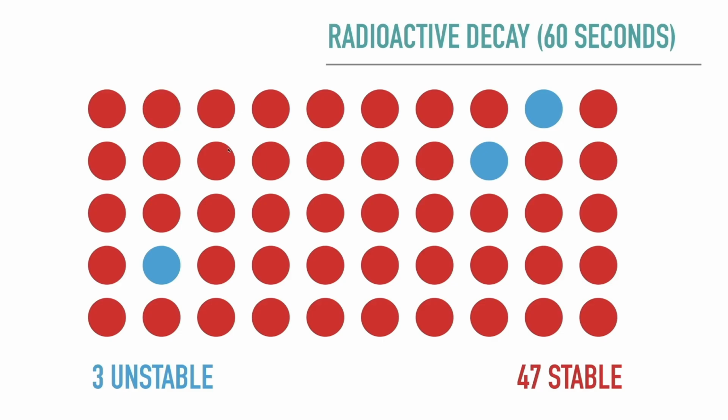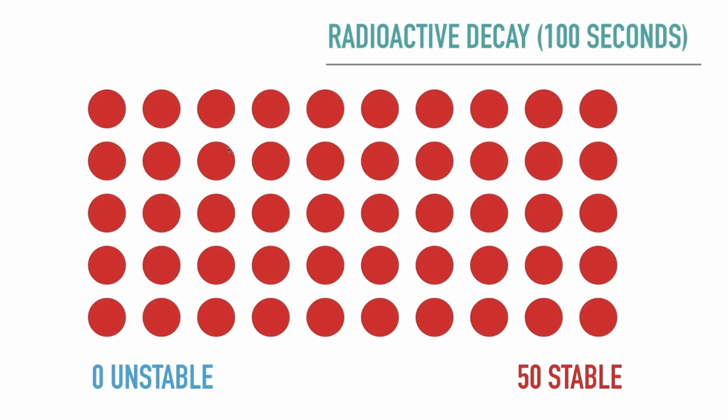At 60 seconds, we have 3 unstable and 47 have given off radiation to become stable. At 70 seconds, we have 2 unstable and 48 stable. And at 80 seconds, we have 1 left that's unstable and 49 have given off their radiation to become stable. At 90 seconds, which is now, we still have that 1 unstable one. It's taking ages and we don't know when it's going to happen because it's spontaneous. It's random. We can't tell when it's going to happen.